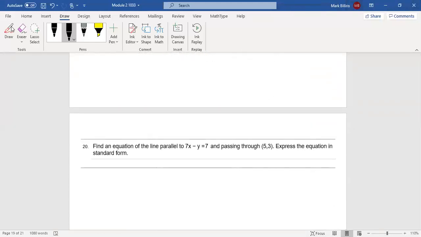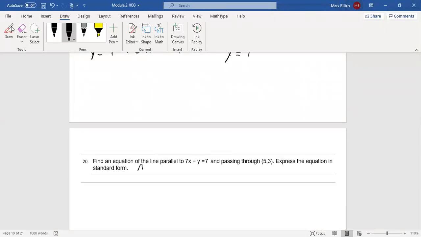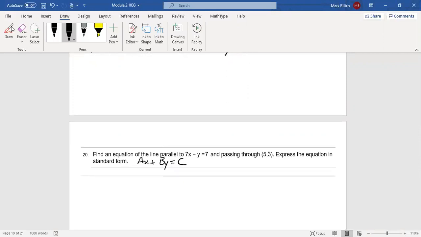My next example. Find an equation of the line parallel to 7x minus y equals 7 and passing through (5, 3). And now we're going to express the answer in standard form. So just as a review, standard form is ax plus by equals c. That just means x and y are on the same side. The constant is on the other side of the equal sign, and there's no fractions as a part of our answer. So first step is to find the slope.